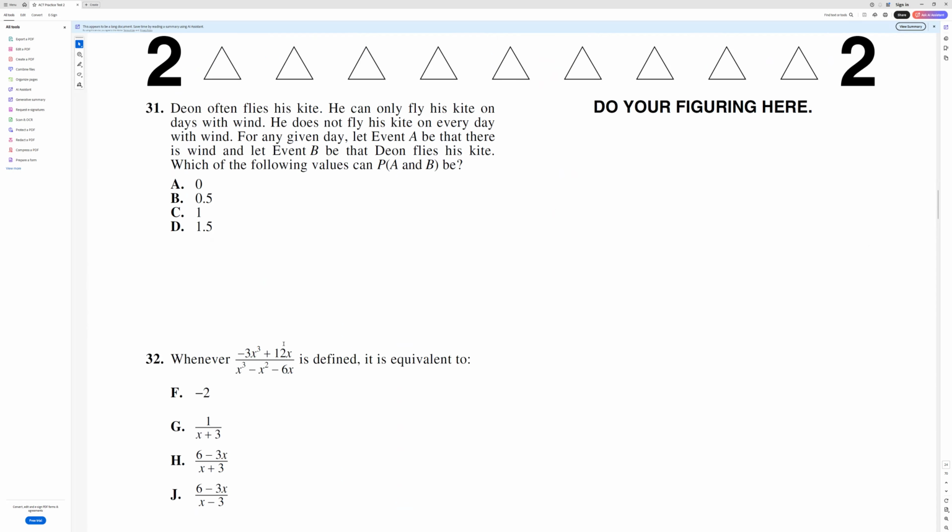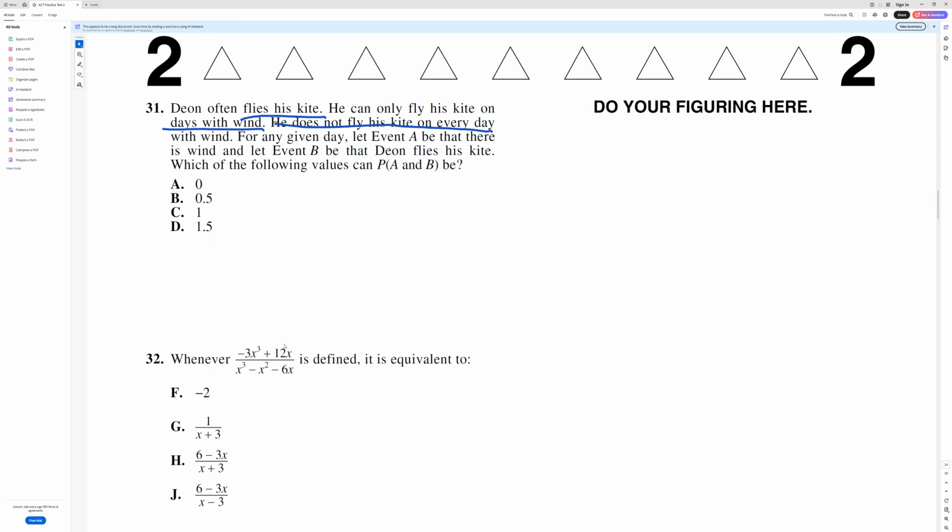Okay, number 31, you don't have to do any math. This one, thanks to Ms. Moser for checking with the probabilities. Okay, so Dion flies his kite. He can fly his kite on days with wind. So he does fly it, but he does not fly it every day.